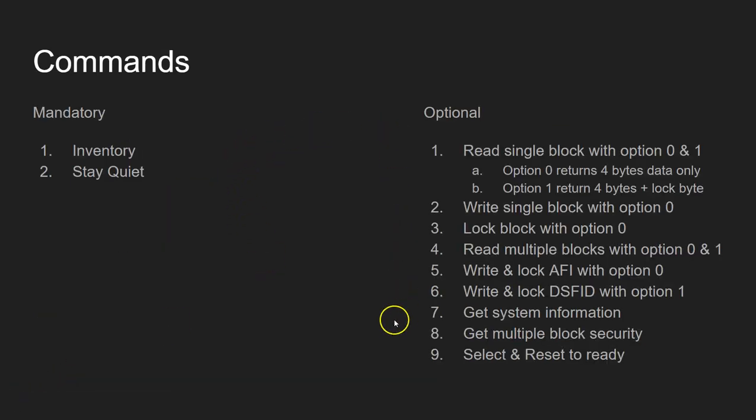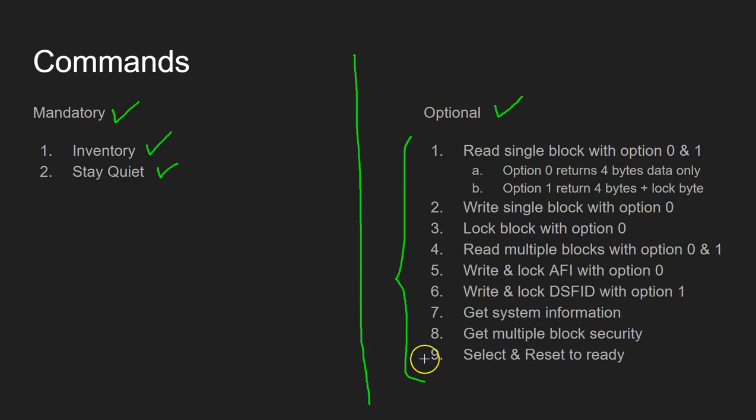So these are all the commands supported by the Icode SLI tag, and on the left side you can see there are 2 commands, mandatory and optional. This refers to what you see in the standard document, not a tag specific document. If you see this ISO 15693 part 3 documentation, it says the mandatory commands are inventory and stay quiet, and all other commands are optional. So every tag must support the inventory and the stay quiet, and a tag doesn't have to support any of the other commands. Again, without these commands, I don't know what the tag can do.